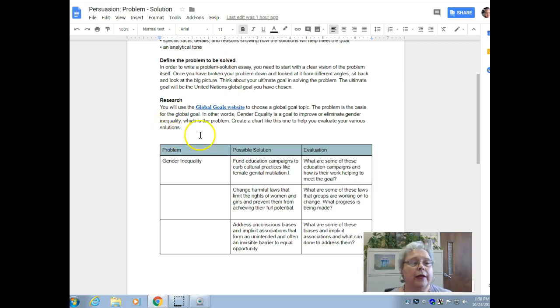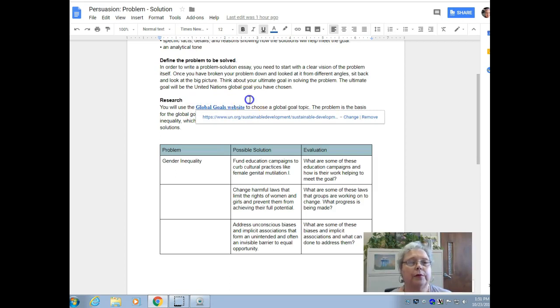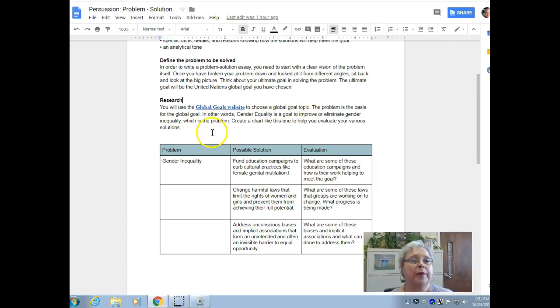In your research, you will use the Global Goals website. There's another link to it right there, so you can go to it from this document also, to choose a global goal topic, and the problem is the basis for the global goal. So keep that in mind as you work. Zero hunger means that there is plenty of hunger in the world. In other words, gender equality is a goal to improve or eliminate gender inequality, which is the problem.